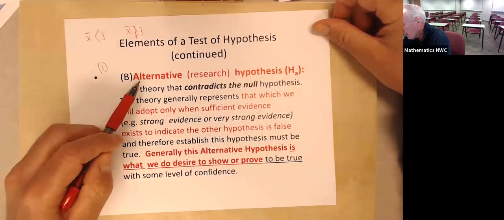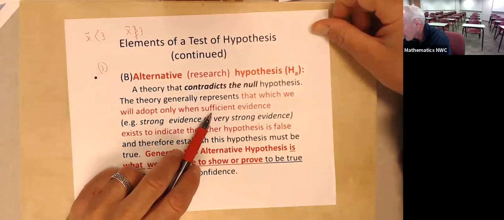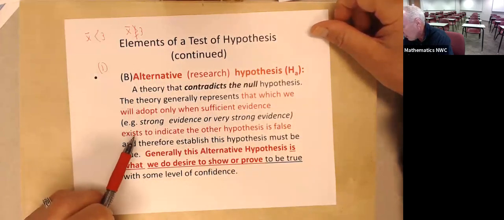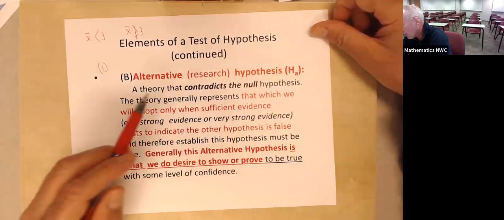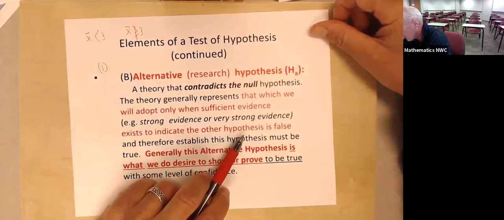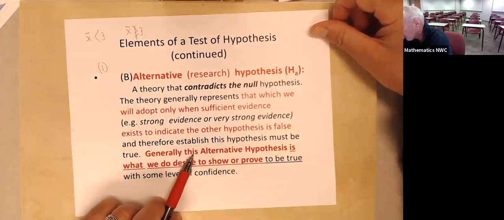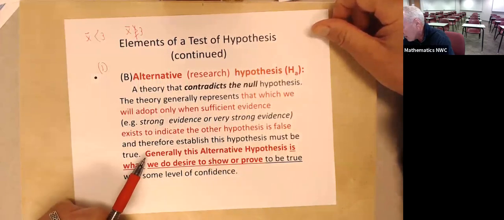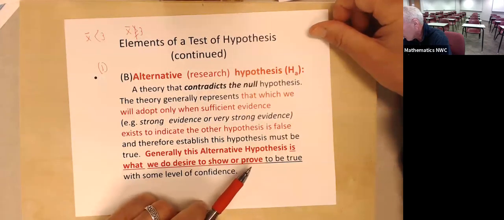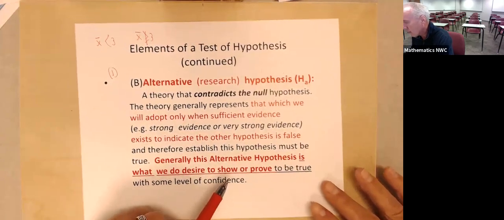This alternative generally represents what we will adopt only with sufficient evidence, only with enough mathematical evidence. We need to give strong evidence to indicate that the other hypothesis, the null, is false. When that happens, we can establish that this hypothesis must be true. Here's an important concept. Generally, this alternative is what we desire to show or prove to be true with some particular level of confidence, which we call alpha.